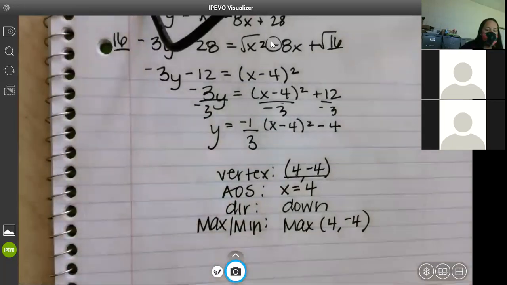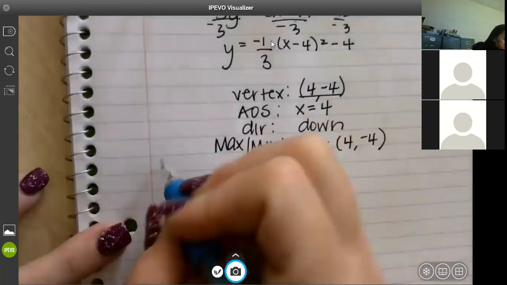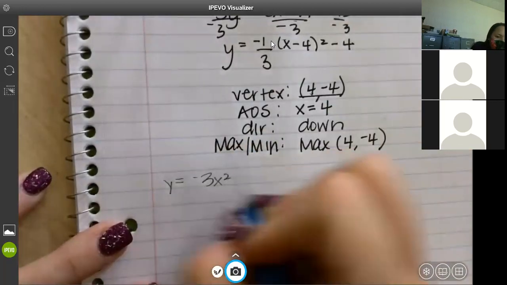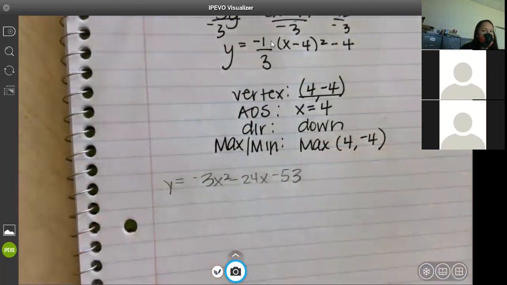Next one. We have y equals negative 3x squared minus 24x minus 53. What do I need to do first?